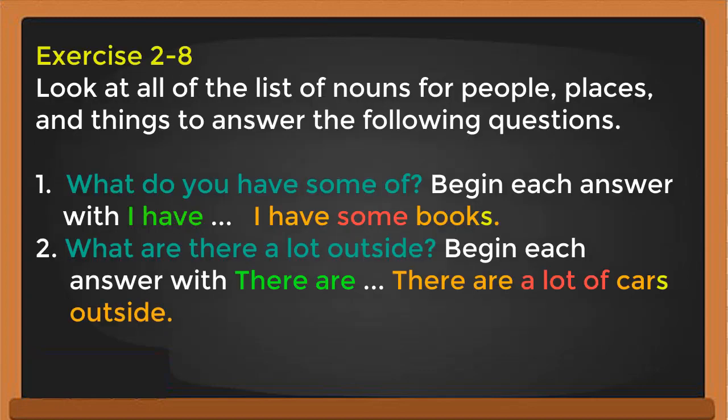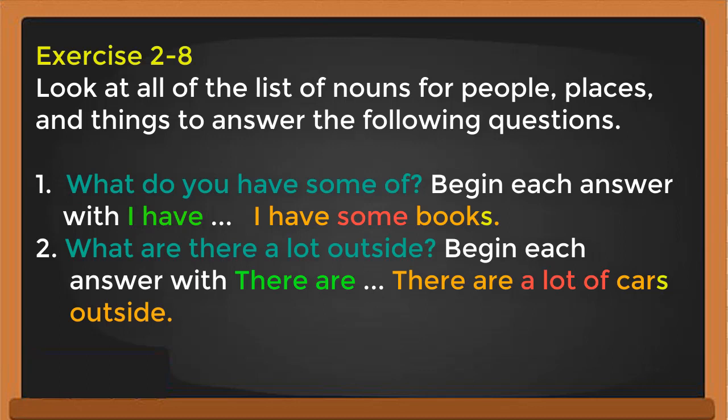Okay, now let's practice from exercise 2.8. Look at the list of nouns of people, places, and things to answer the following questions. You have to look for the nouns for people, places, and things. Number 1: what do you have some of? Which means what do you have that you only have some of, maybe 3 or 5 books. So you can answer, I have some books.